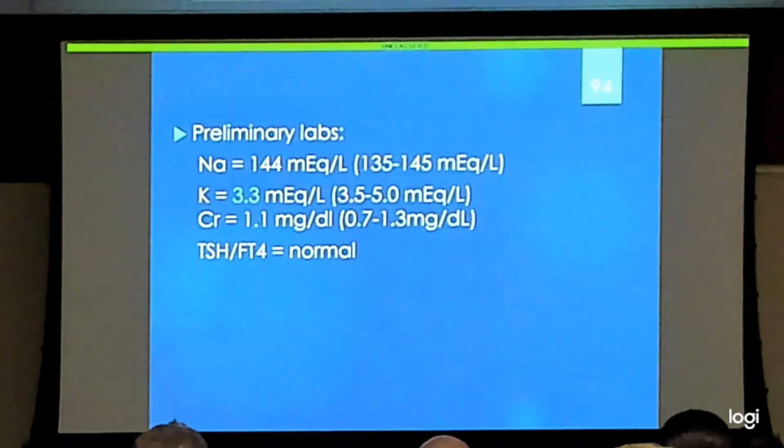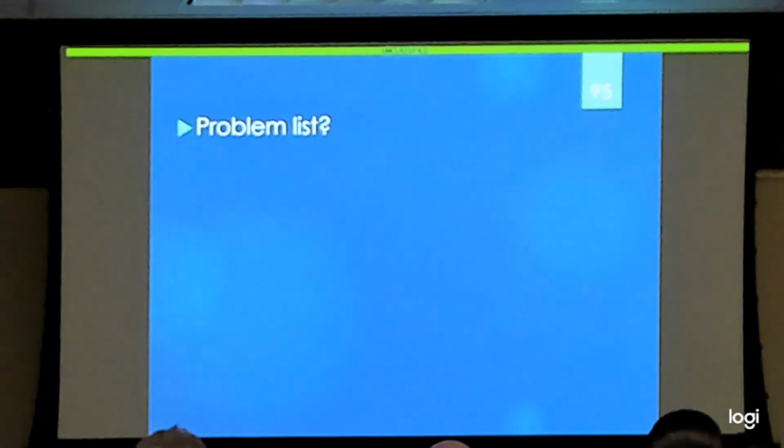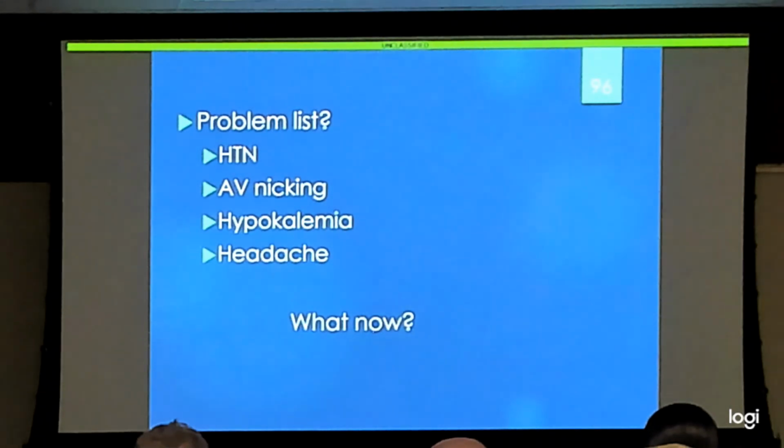All right, preliminary labs, good job. So basic tip, we figured out what the BP caused. So again, this is abnormalities. The only thing this person has is hypokalemia. Hypokalemia. All right, so what is his problem list though? Hypertension, yeah. Hypokalemia. Exactly, headaches, exactly. All right, and AV nicking, I don't need to know about that.